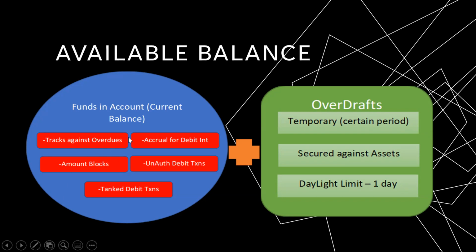And these components, the rectangles marked in red color, are impacting the available balance, which means these amounts are deducted from the current account. There are some other components which get added to the available balance.